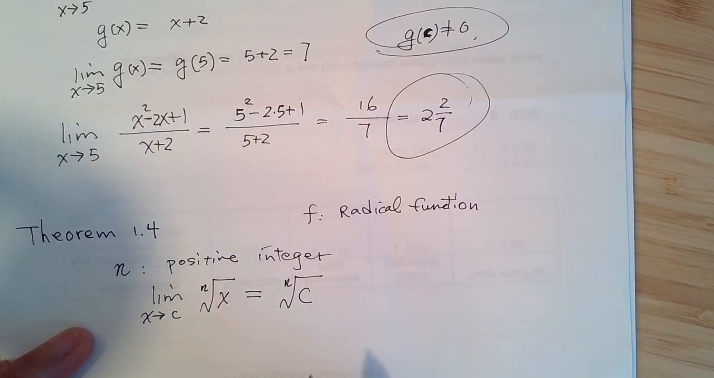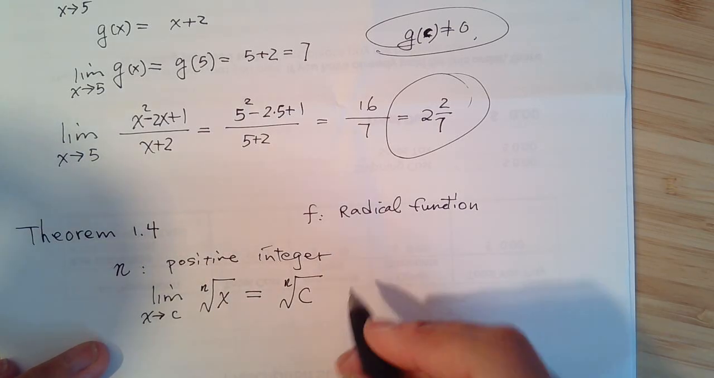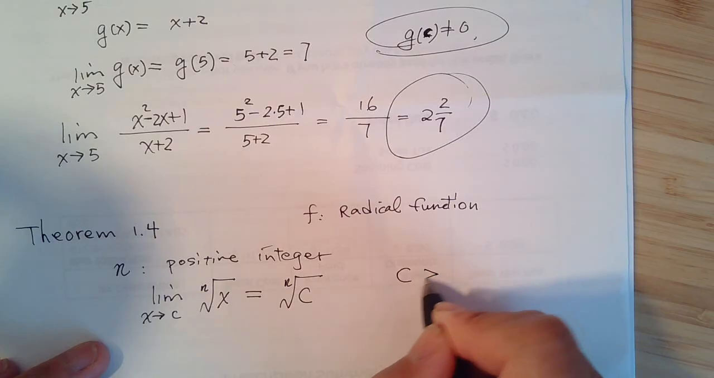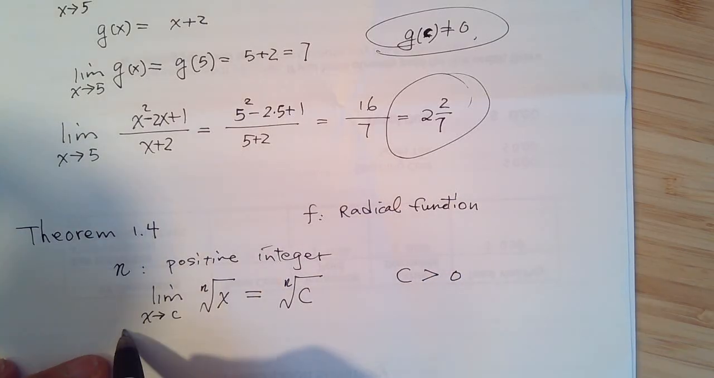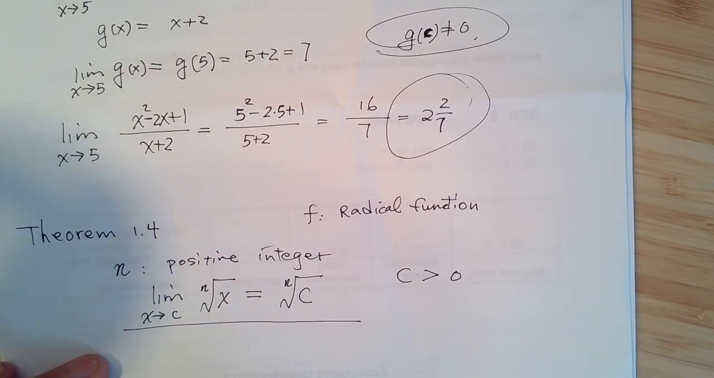First of all, we have to make sure that this is valid. For example, if n is 2, so the square root, you're not going to take a negative number and then take the square root of a negative number. So make sure that this has a definition. Which means this limit is valid for c when n is odd, and it's valid when c is greater than 0. So we ask c to be greater than 0, and then that is the radical function.